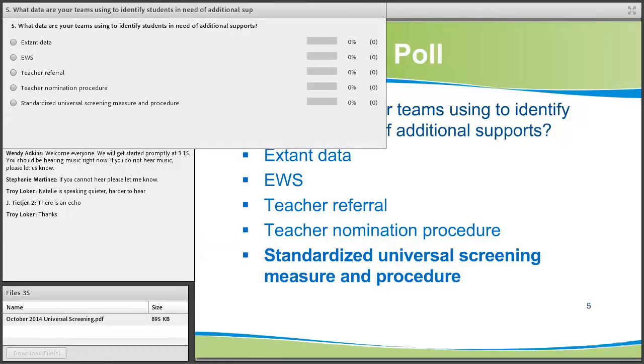you have several choices. So the first one being extant data. So this would be using things like office discipline referrals. Then we have early warning systems, teacher referral, meaning some sort of process that if a teacher has a concern, they can get assistance from your team, versus having a formal teacher nomination procedure, which typically involves having some sort of definition and criteria, and then teachers selecting a certain number of students who may meet that criteria, and then finally a standardized universal screening measure. I'm just going to wait a moment for all of you to complete the poll, and then we can share those results.